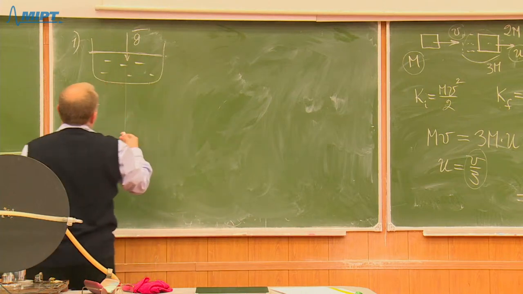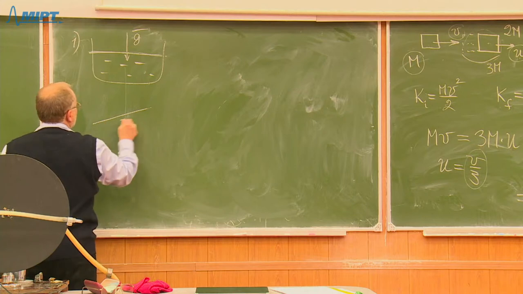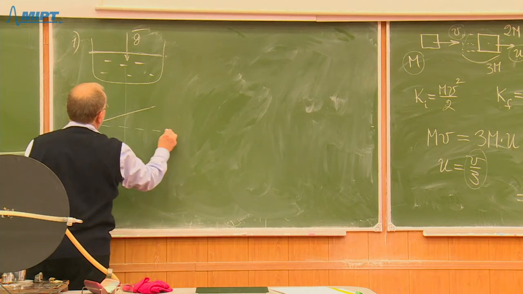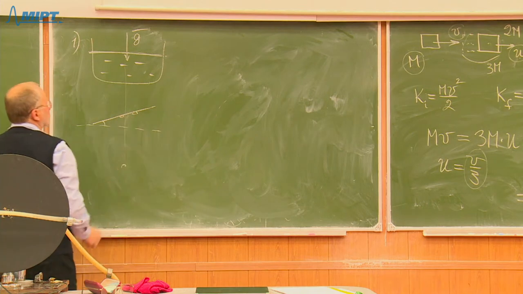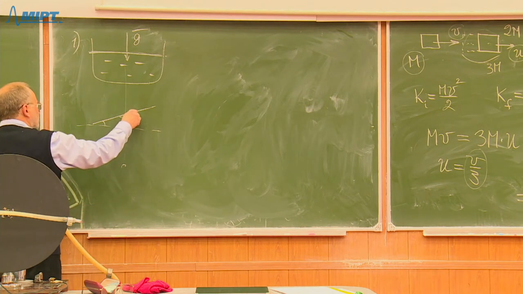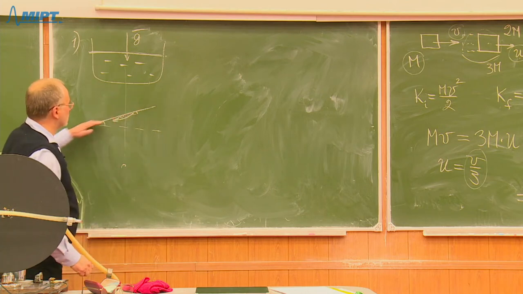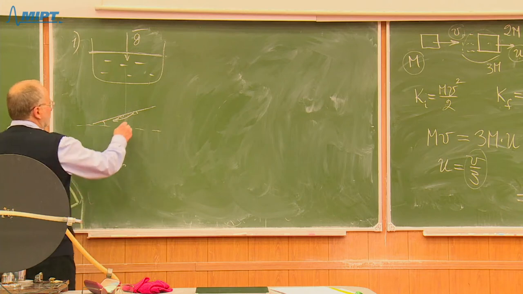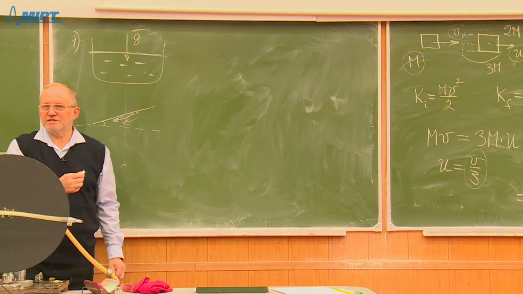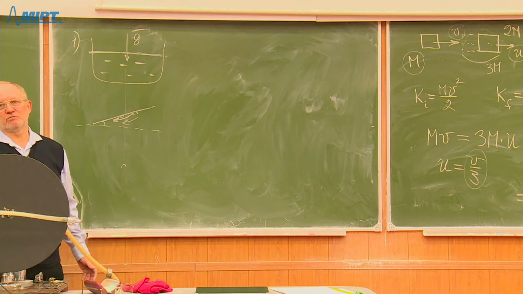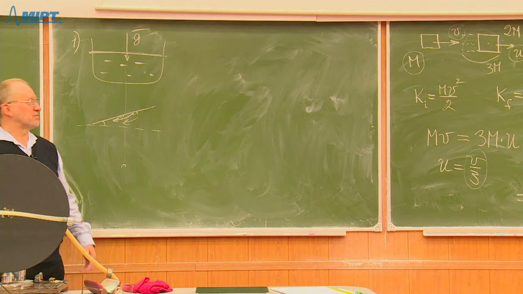If it were not so, if the surface was directed at some angle to the horizontal, then any droplet of liquid here will tend to move down along this inclined surface of liquid. And therefore, there will be some motion of liquid. And motion means that we have no static equilibrium. We don't consider motion of liquid. Motion of liquid is much more complicated thing.